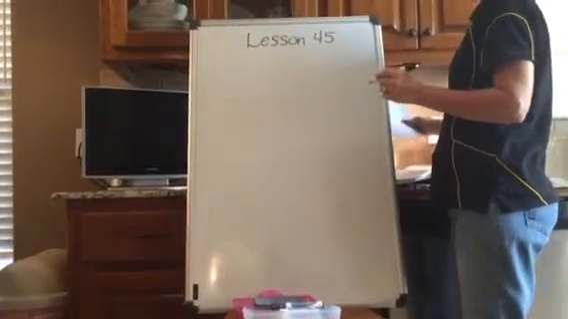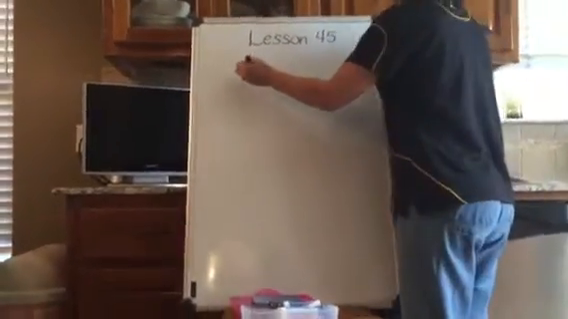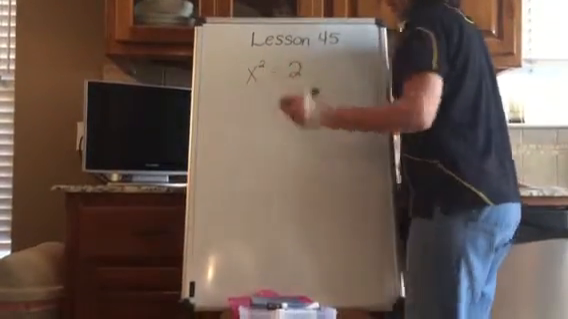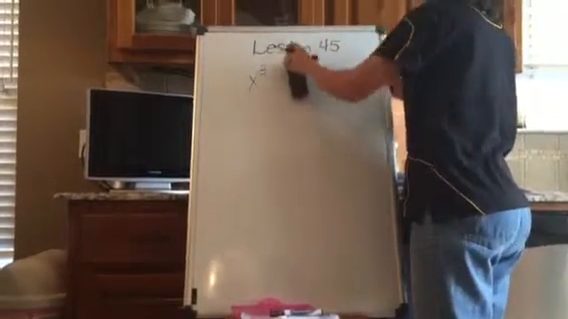This is the video for lesson 45. We've learned how to factor terms that are perfect squares tied together by a negative sign.